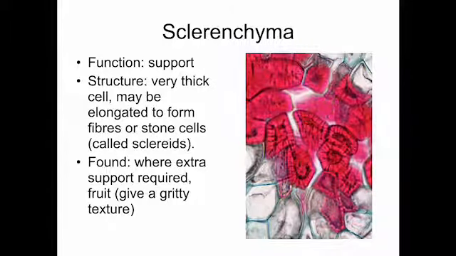Just for interest's sake, those of you who like eating pears and guavas, or in fact apples, the slightly gritty texture that you get, which gives you the nice crunch in the apple, and which you can obviously taste and feel in your mouth quite significantly in pears, that grittiness comes from the presence of sclereids, these stone cells.